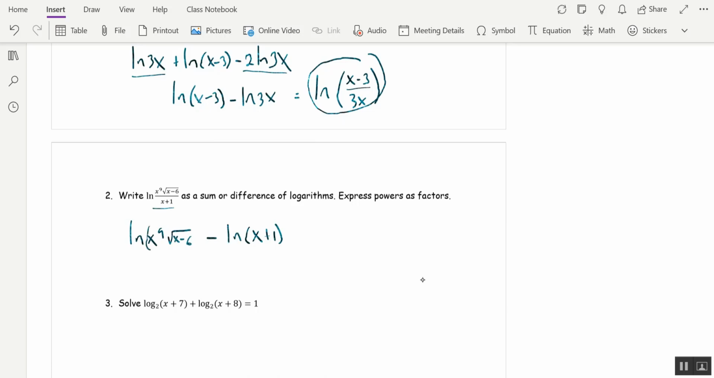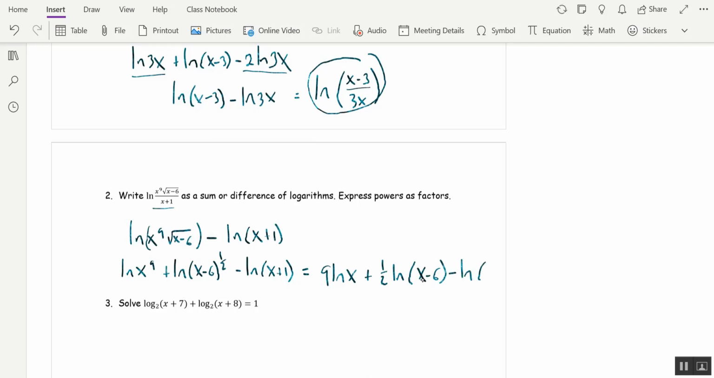And I'll put parentheses around this too. Now I'll expand this first part as ln x to the 9th plus ln of root x minus 6, which is x minus 6 to the 1/2, minus ln of x plus 1. And finally, let's bring those exponents down as factors. 9 ln x plus 1/2 ln of x minus 6, you need those parentheses, minus ln of x plus 1.